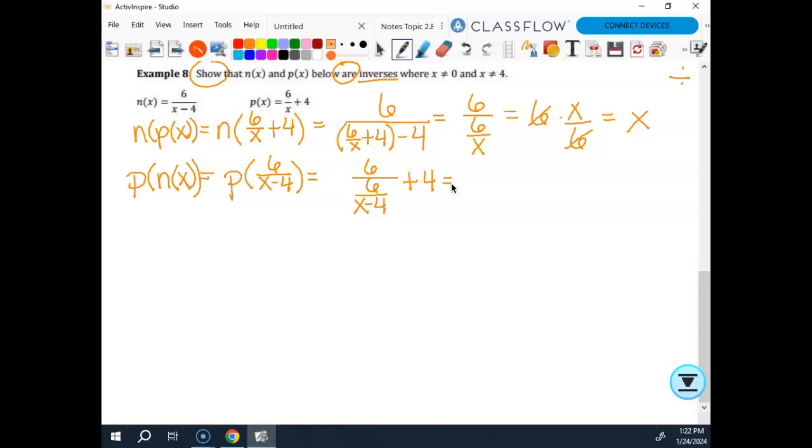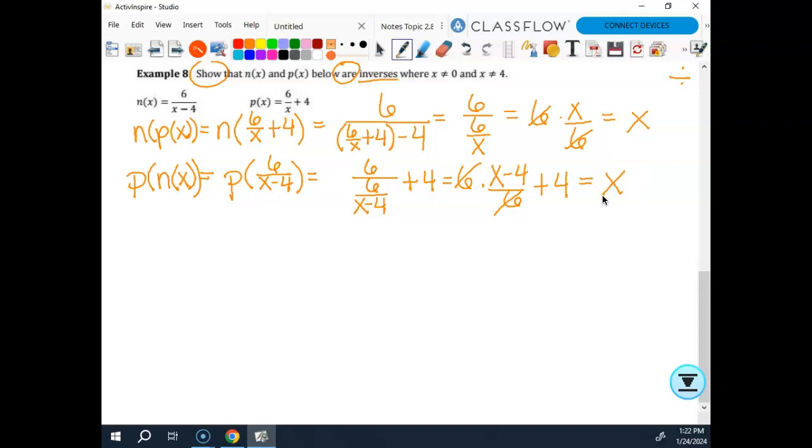That's right. Absolutely. So instead here, I'm going to do this keep, change, flip. So I've got 6 times, and then I take the reciprocal. That's x minus 4 over 6 plus 4. And it's okay to do more than one thing in one step. You just don't really have a mathematical reason for why you can zero those out, right? But here, I can cancel those 6's out.